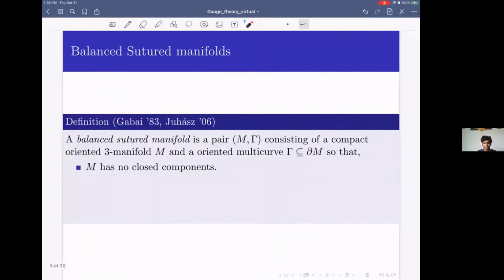Now I would like to talk about knot Floer homology, but in our setup, sutured manifolds are an important part of this definition. So I will remind everyone what a sutured manifold is, although this part of the talk might be super boring. For us, a balanced sutured manifold is a compact oriented 3-manifold with some oriented multi-curve on the boundary, so that certain conditions are satisfied. The first condition is that the manifold M has no closed components, which is reasonable.